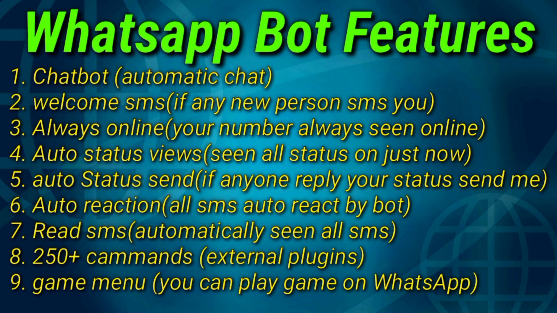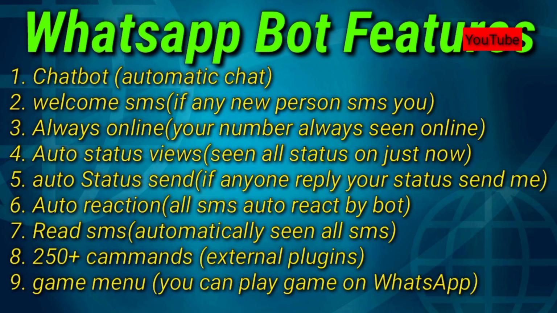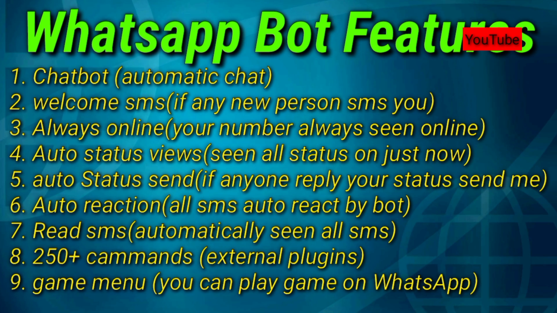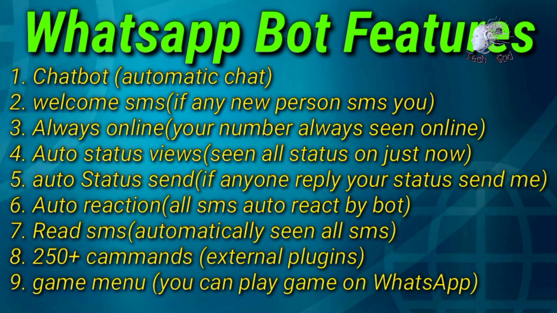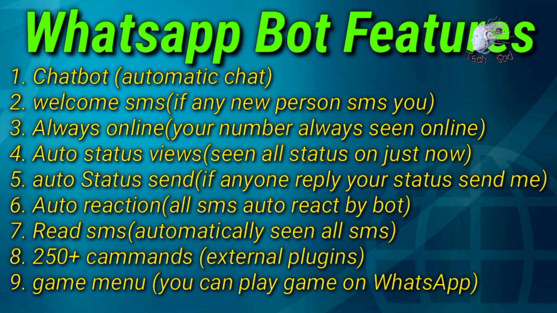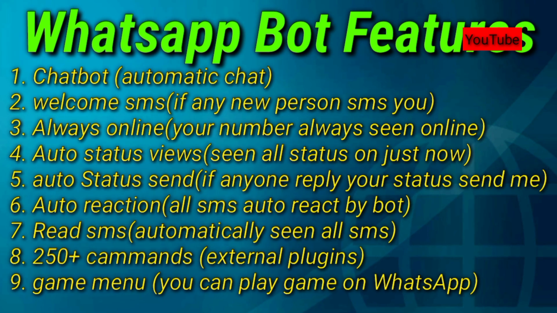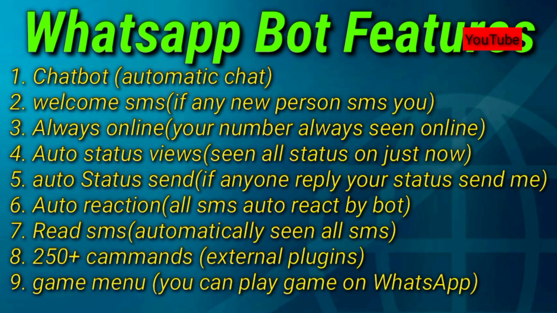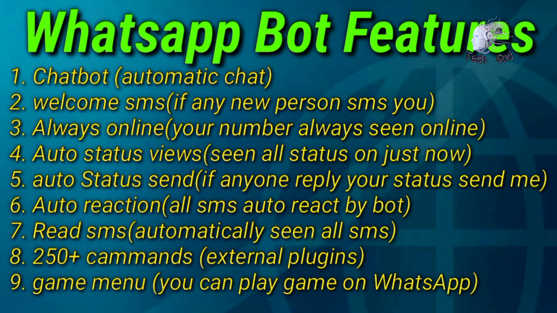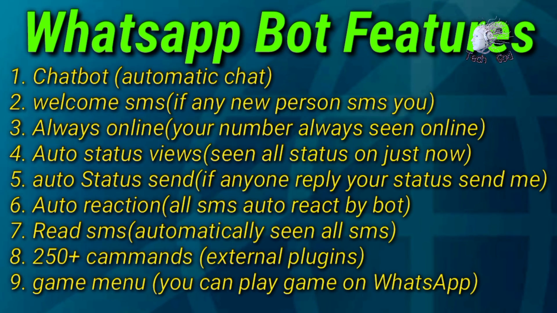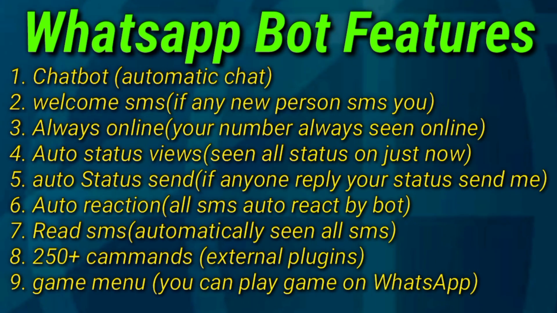Now you can see some important WhatsApp features like chatbot, welcome message, always online. You can put your number always online. Auto status view: this feature sees all statuses instantly. Auto status and auto reaction: this feature reacts to all messages. Read command: this feature reads all messages automatically. Here you get 250 plus commands. Here is the game menu also.